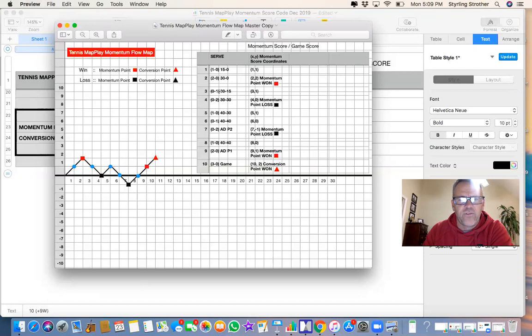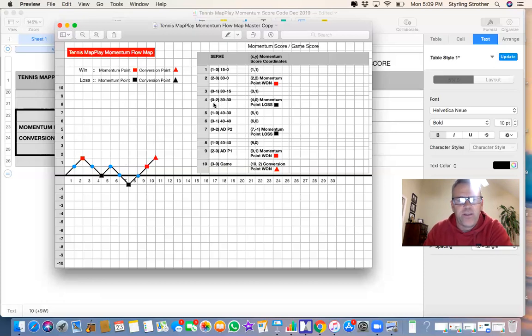So the coordinates for this lost point is 3 and 1. So from here it goes 3, 1 over, and then back to 1. All right. So we know that from 1 to 2 was a momentum point, but 2 to 1 is nothing. Okay, it just goes back down.